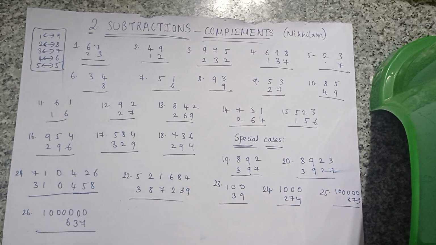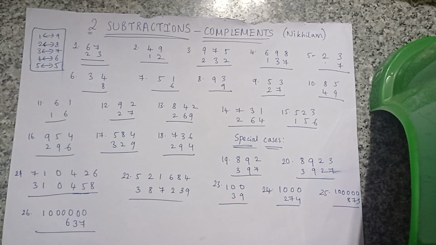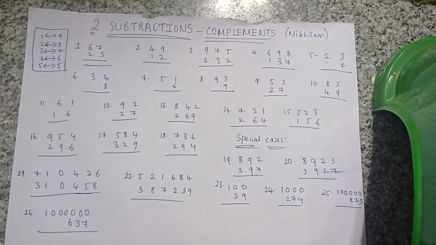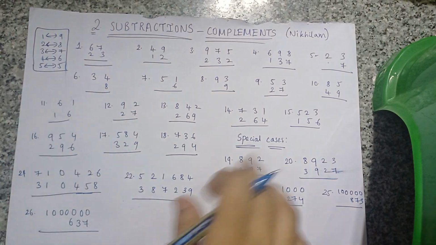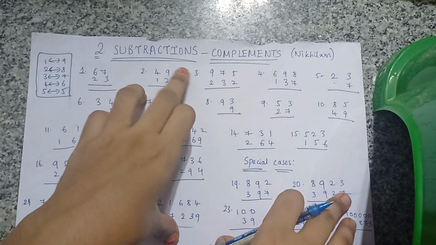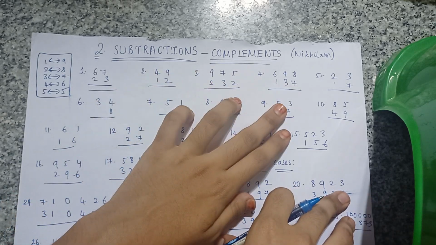Hi everyone, this is our second video of Vedic maths. In my first video, I explained fast additions, that is the Rekankana method, and in this video, we are going through subtractions. Here we make subtraction by using complements, that is the Nikhilam method.